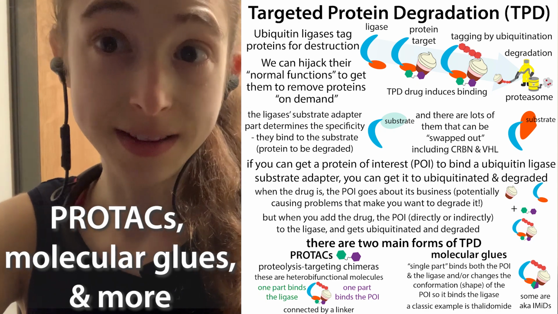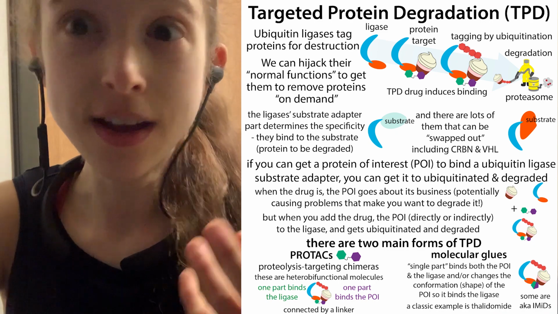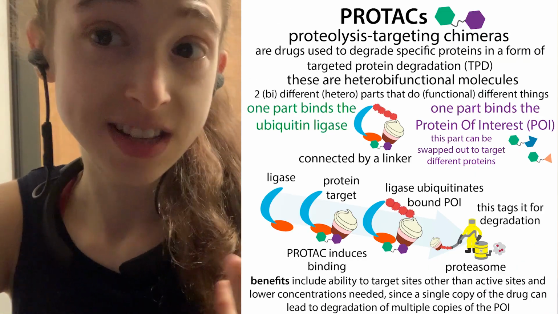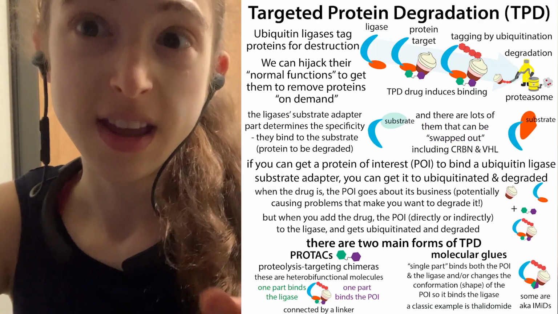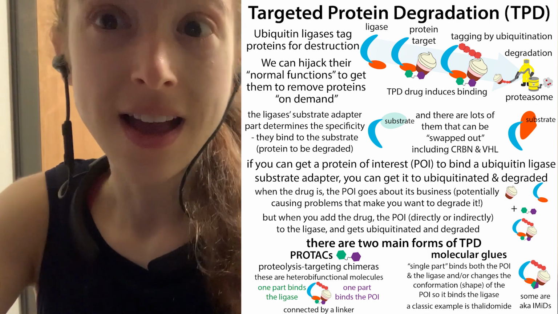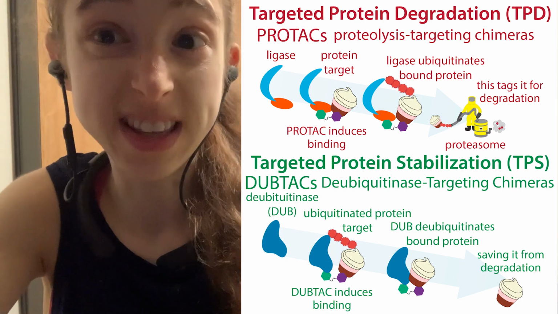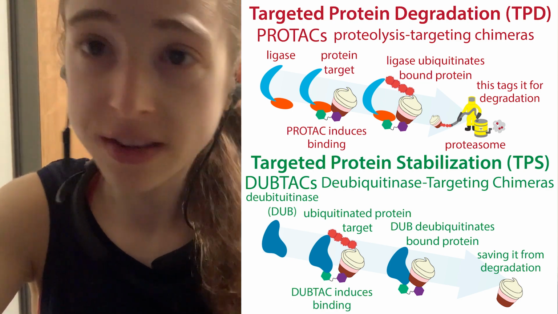Hot topics in biochemistry and chemical biology these days is the idea of targeted protein degradation, such as with PROTACs or IMiDs, so like immunomodulatory drugs, molecular glues. And then we have the flip side, we have targeted protein stabilization with things like DUBTACs. So what are all these talking about?